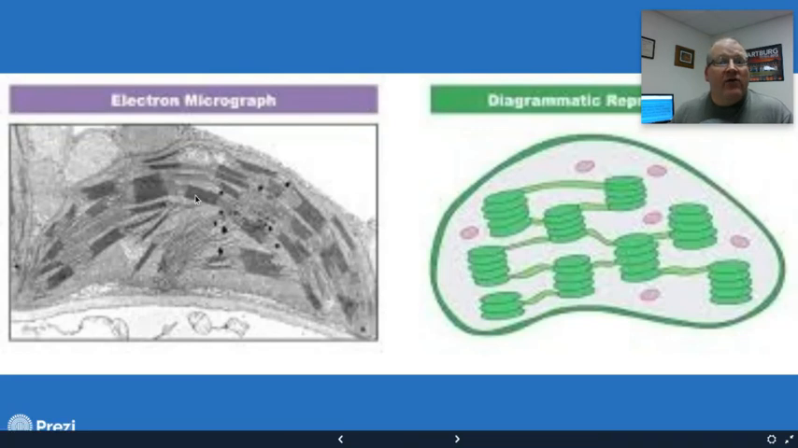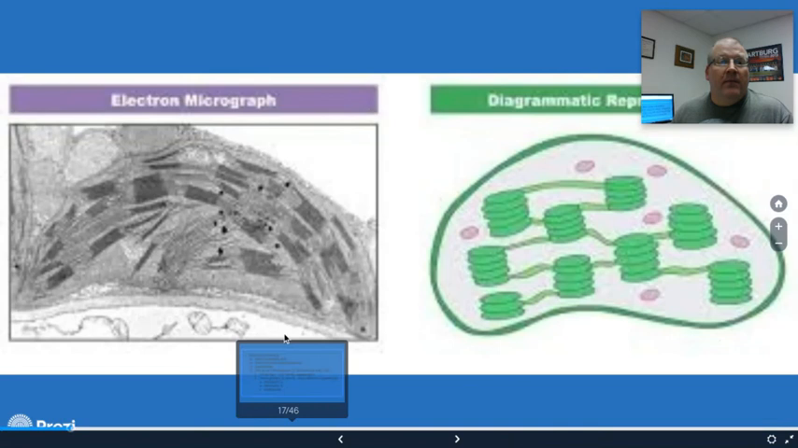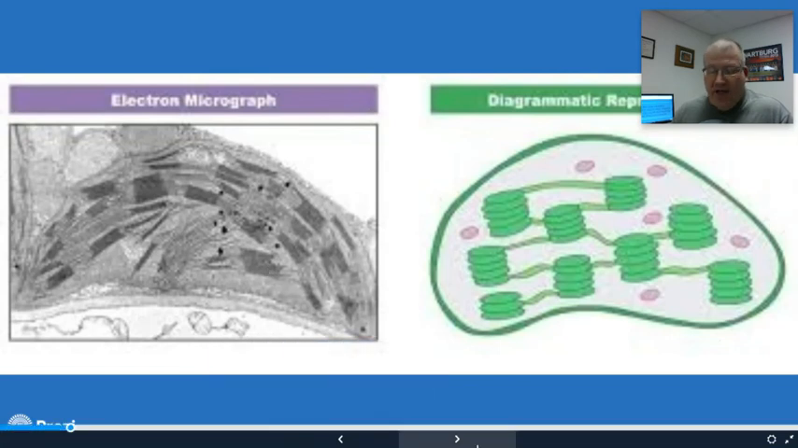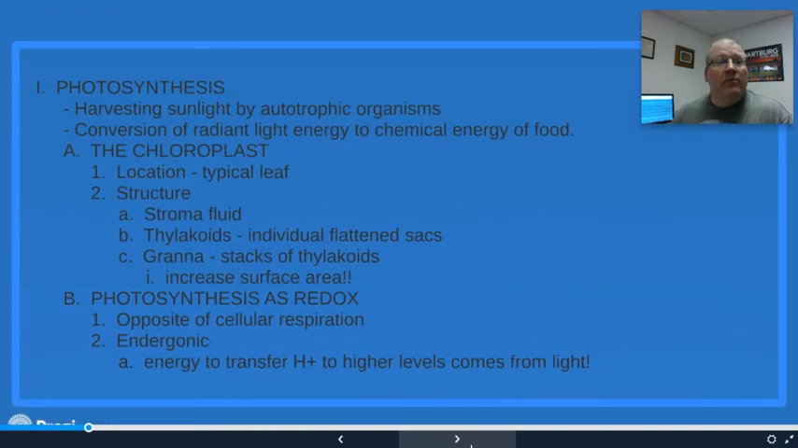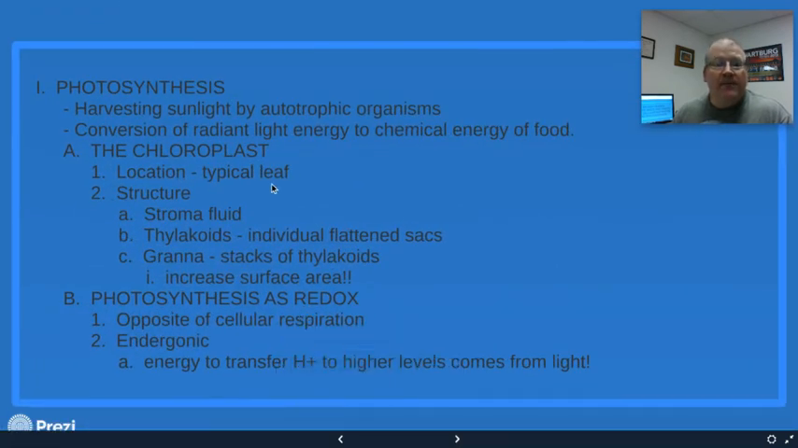Here's an electron micrograph of the chloroplast, and then we have a diagrammatic representation of the chloroplast from what we know of its electron micrographic anatomy. So the chloroplast has three major parts: a stroma fluid in the deepest part, the thylakoids, these are the individual flattened sacs, and stacks of those flattened sacs are called grana.